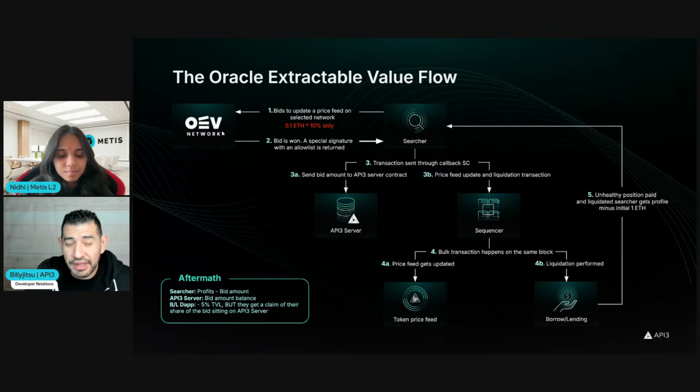So we're going to place a bid. It's like, hey, I want to earn this bid. I want to liquidate this position. If I win, I get this special signature. Me as a searcher will then send a transaction through a callback smart contract. It's no longer a multi-call. We're doing it through a smart contract, and we'll cover that shortly as well. So I send whatever I was willing to bid to the API3 server, and then send my update feed and liquidation transaction to the sequencer, which is on Metis, and then update the token price feed, then liquidate, perform, and everything gets updated, ready to go. We make profit, the DApp makes profit, everybody wins. So it's a good situation.